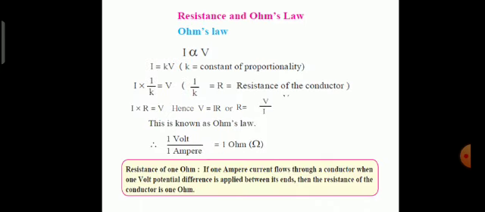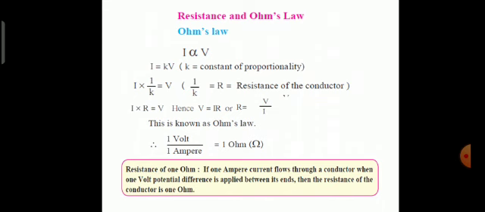So now let us move further and study resistance and Ohm's law. The relationship between the current flowing through a wire and the potential difference across its ends can be obtained from the law that was given by the German scientist Georg Simon Ohm. If the physical state of a conductor remains constant, the current flowing through it is directly proportional to the potential difference between its two ends.